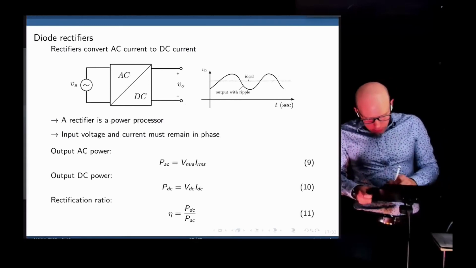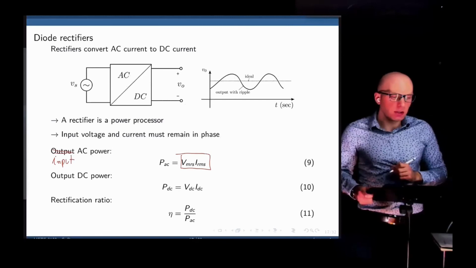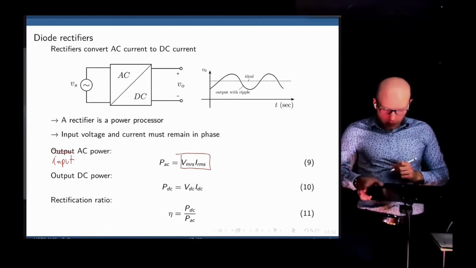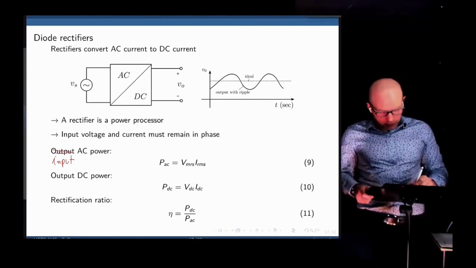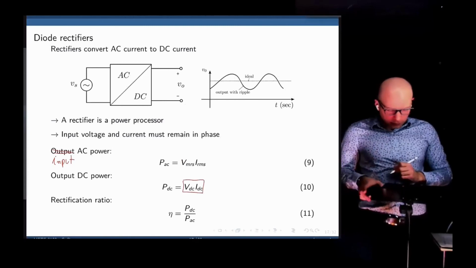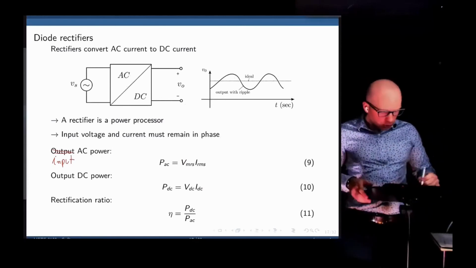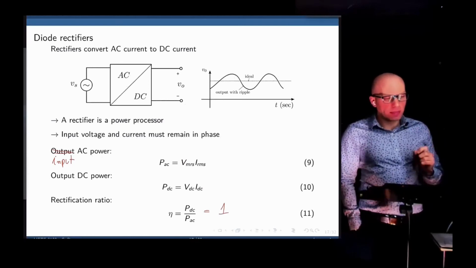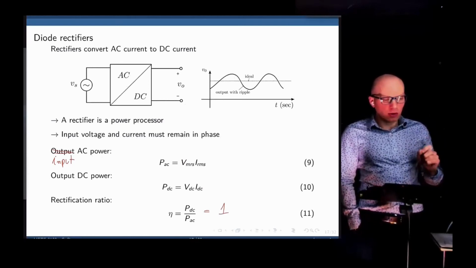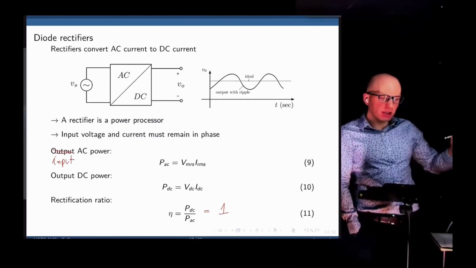The input AC power is the voltage in RMS times the current in RMS. The output is supposed to be a DC, so we'll take the DC component and multiply that. Then when you divide the output by the input, this should be a rectification ratio of exactly 1. But this will never be 1 because the output is never exactly a DC.